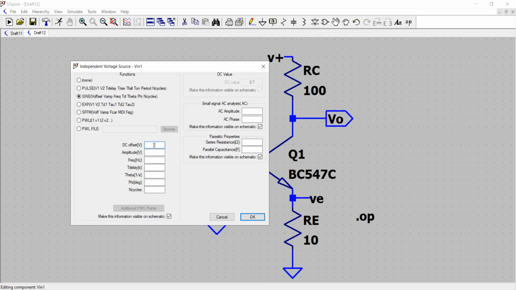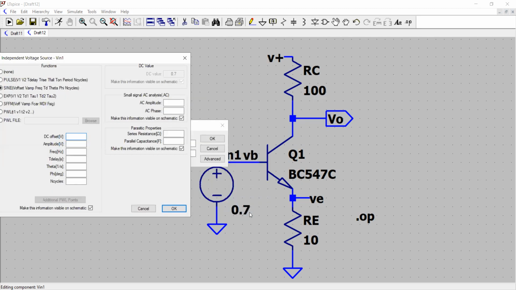DC offset. What is the DC offset? We have kept the DC offset at 0.7 volt. So we have to keep it 0.7 volt, because if we don't do that, then we are not biasing the transistor. We need to have the AC voltage greater than 0.7 volt. So this is just to DC bias the transistor. Then let's say 10 millivolt. Frequency is 1 kilohertz. The rest we will skip, 10 cycles. That's it.